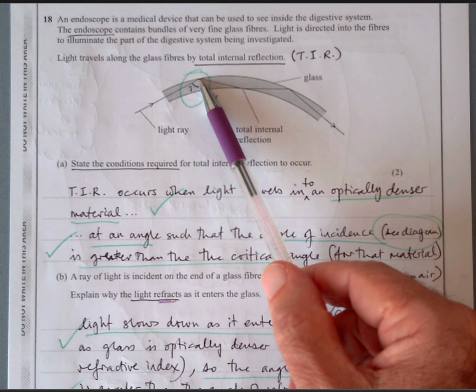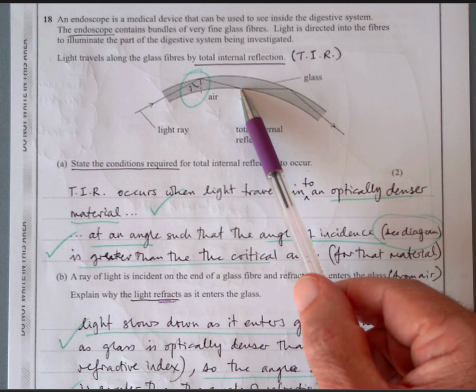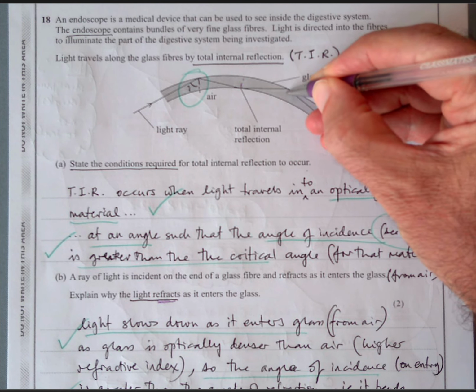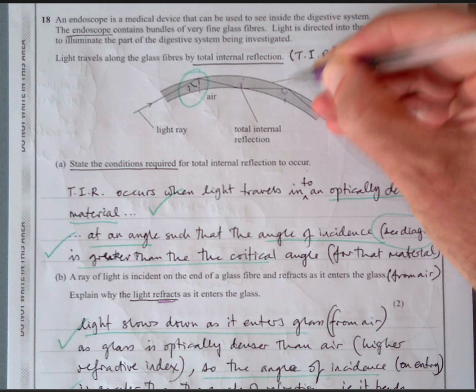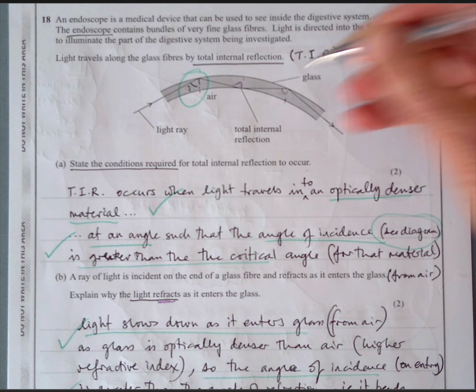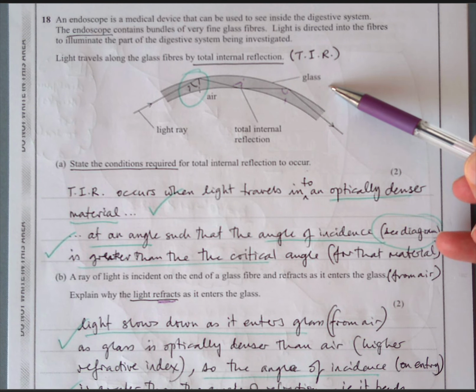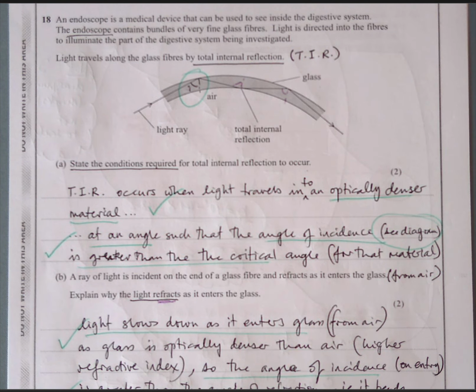So it goes in there. This angle is greater than the critical angle. It keeps bouncing off. Each of the subsequent reflections, that angle must be greater than the critical angle for glass and whatever is outside the glass. I think in this case they're simplifying it to be air.